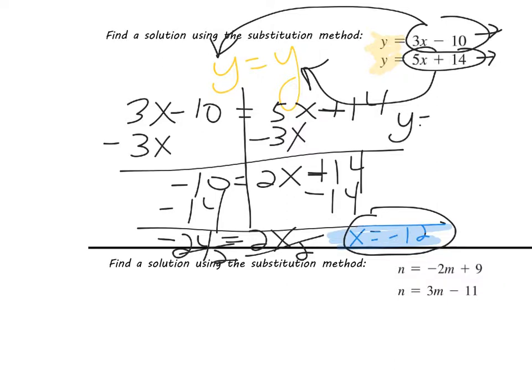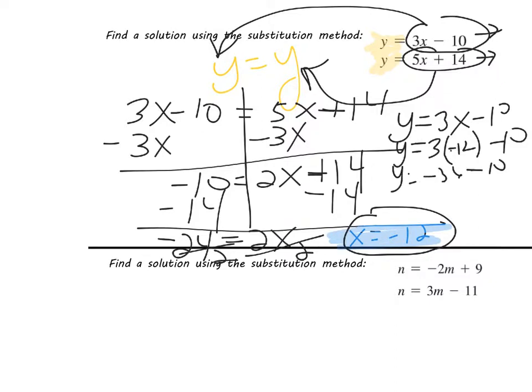I'm just going to use the first one, y equals 3x minus 10. For x, I'm substituting negative 12. 3 times negative 12 is negative 36. And if I combine negative 36 with negative 10, I get negative 46. And so now I have the solution to this system. The solution is an x value of negative 12 and a y value of negative 46.